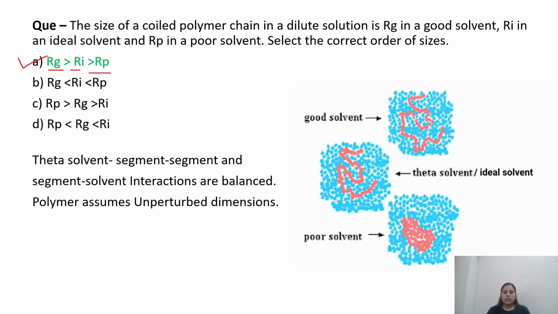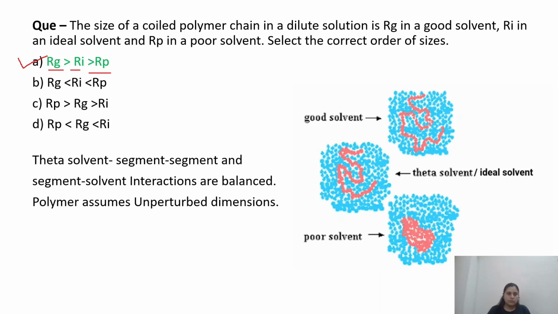But when we put it in the poor solvent, since the chain doesn't like the solvent, it will be in the entangled form or the coiled form. So option A is correct. In the poor solvent, we can see the dimensions are very much less because it is in the coiled state.